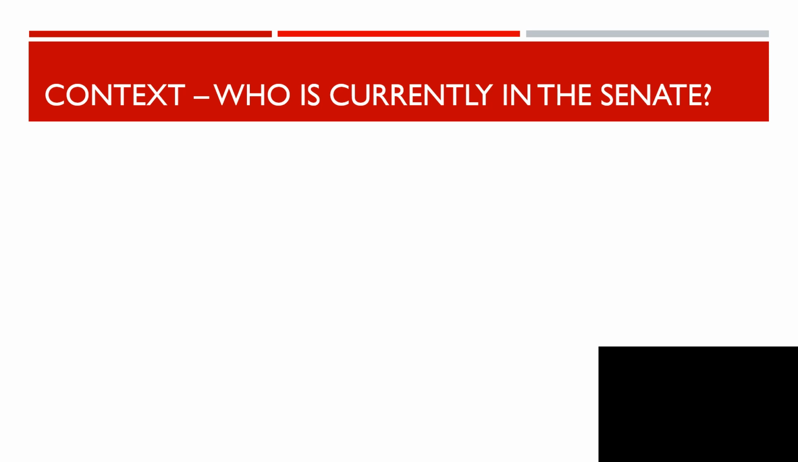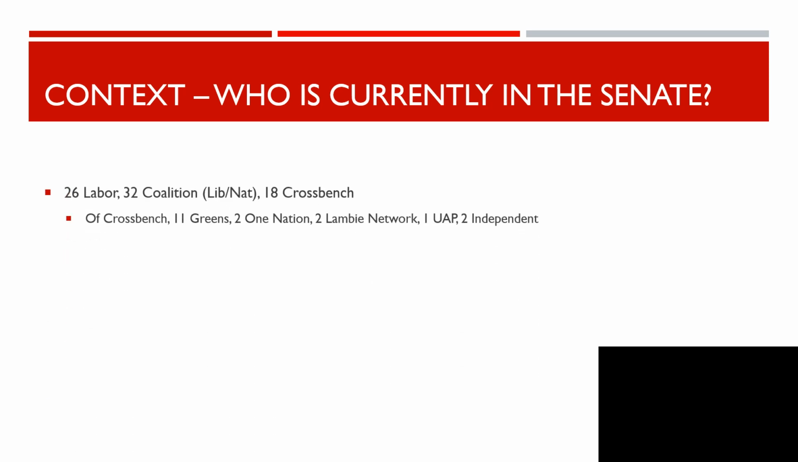The next piece of context to look at is who is currently in the Senate. So on this slide, I'm going to look at which political parties are represented in the Senate and a lot of demographic details about which types of people are currently in the Senate. The first thing to look at is that in the current Senate, there are 26 members of the Labour Party, 32 senators that represent what is often referred to as the coalition. This is the Liberal Party and the National Party and the LNP.